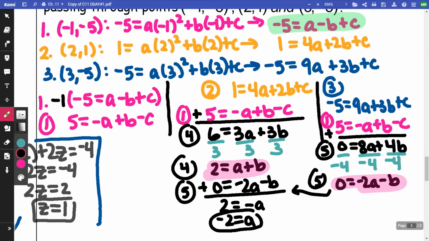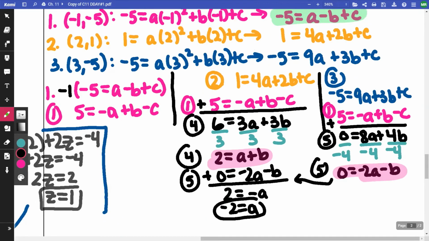Then I'm going to take that -2, and I'm still not done solving this new system here. So in this system, I have 2 is equal to A plus B, and 0 is equal to -2A plus -B. I found my A, but I need to find my B. So I'm going to take this -2 and plug it into number 4. When I do, I get 2 is equal to -2 plus B. So I'm going to add 2, and I get 4 is equal to B.